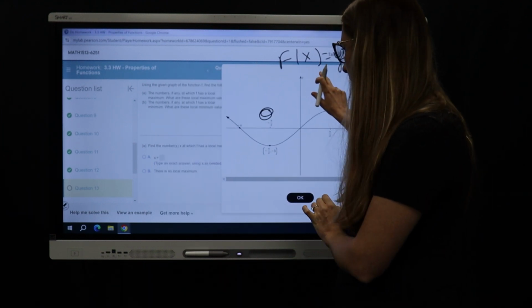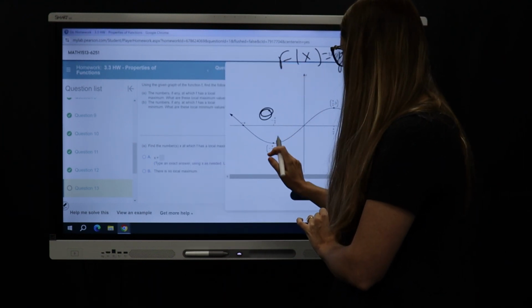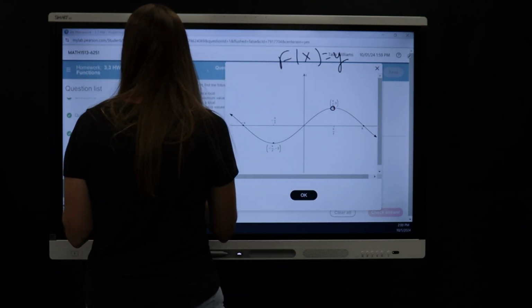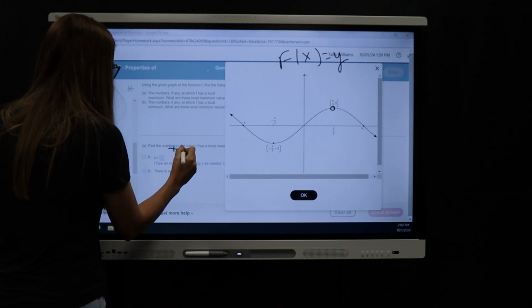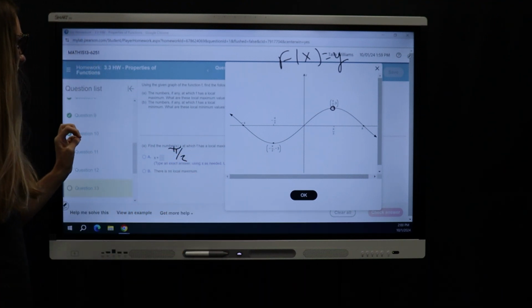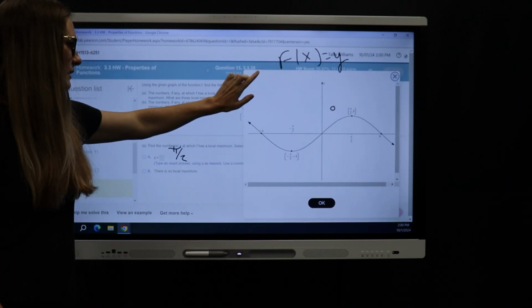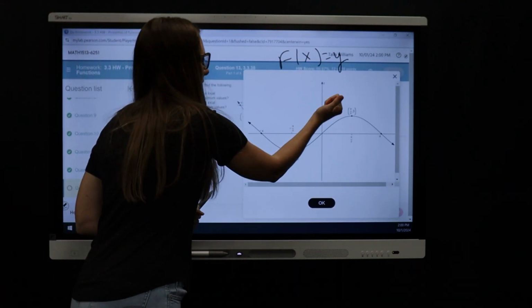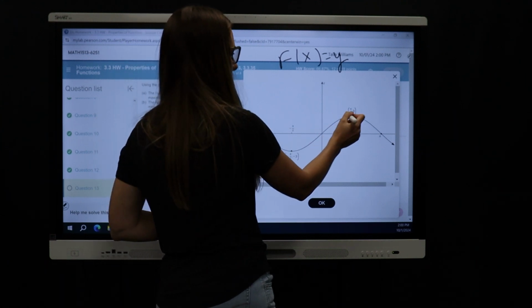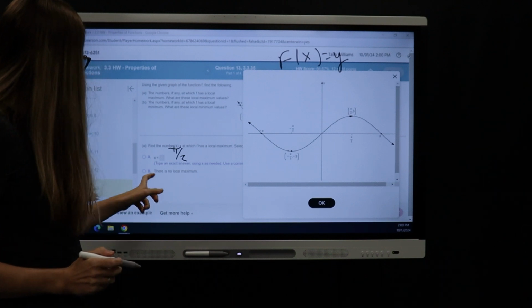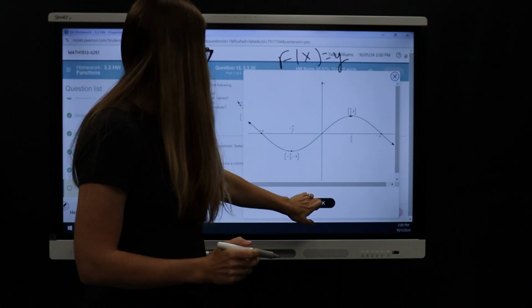How do they want us to do it? So local maximum, they want x, so our x value here is going to be pi over 2. And then when they ask for what that value is, it's going to be 3. Because our local highest spot, max, this is our max, this is our min. Okay.